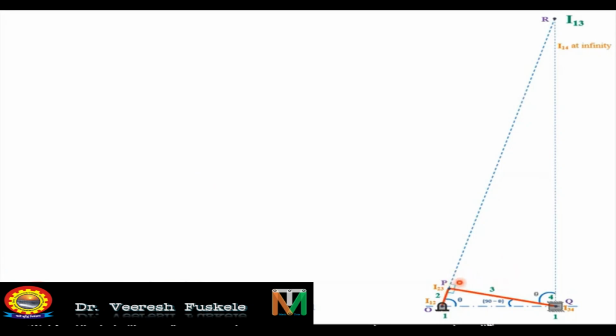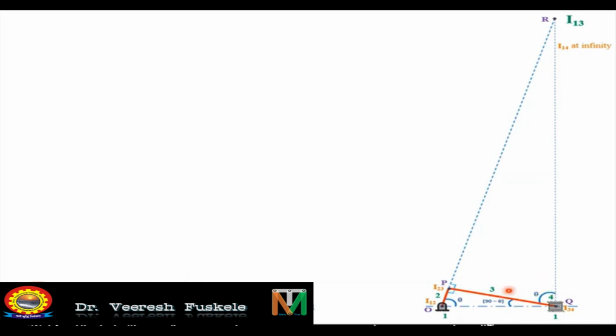Now this angle will be 90 degrees. As this is 180 degrees and this angle is 90, this will also be 90. Now this angle, this is 90, this is theta, so this angle will be 90 minus theta, and this whole angle is theta, this whole angle is 90 degrees, so this angle will be theta.